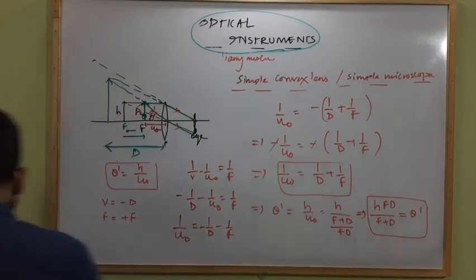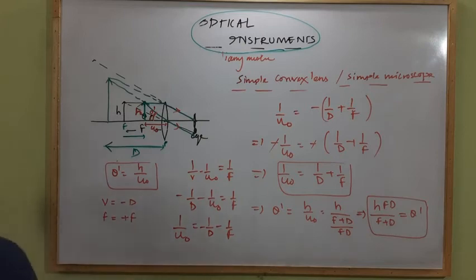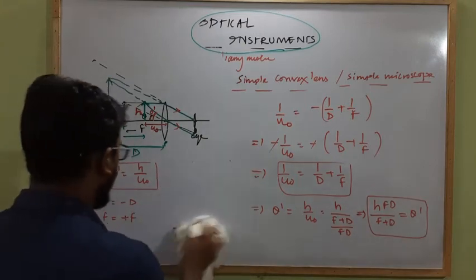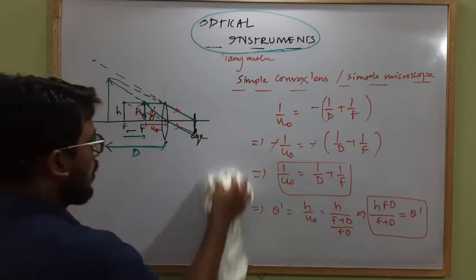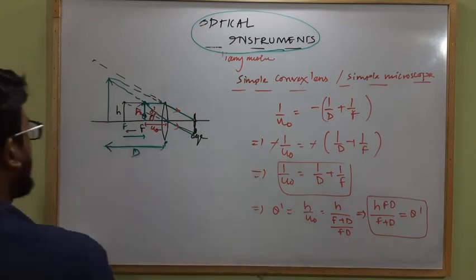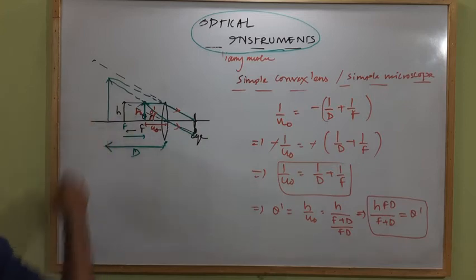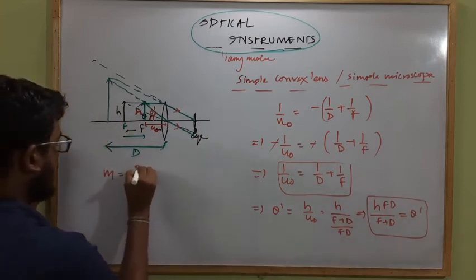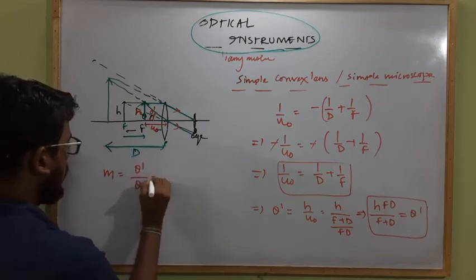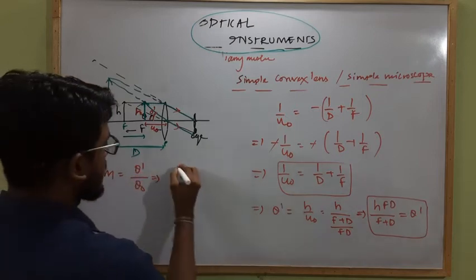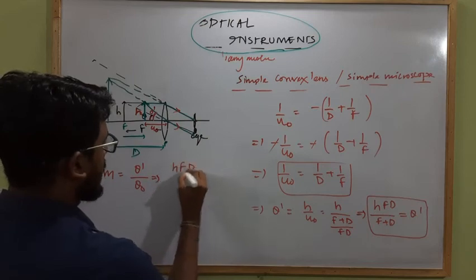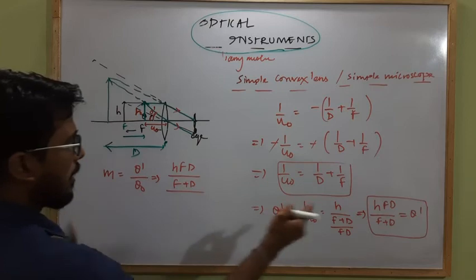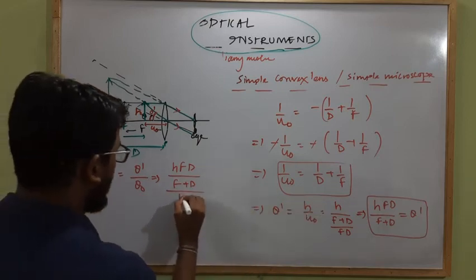So now what is the magnification? As this is the angle theta dash, so the magnification will be how much? When the object is placed at u naught and the image is formed at the least distance of distinct vision. So the magnification m will be how much? Theta dash divided by theta naught. So this implies you will get what is theta dash? h f D divided by f plus D, divided by what is theta naught? Theta naught equal to h by D.